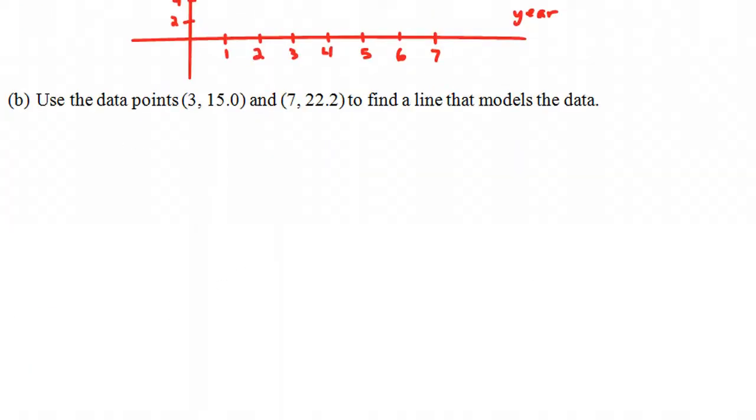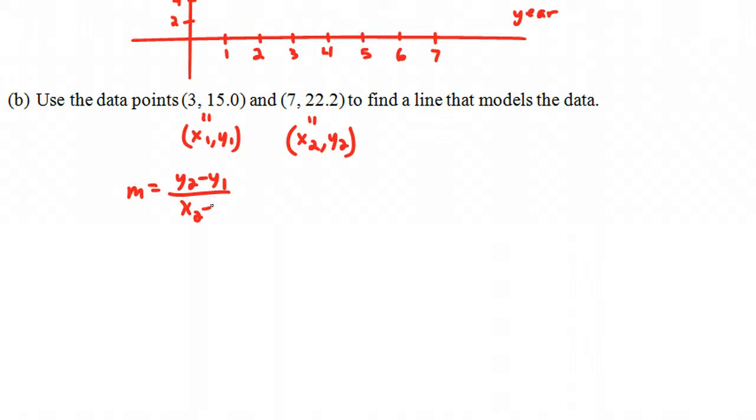Once we know those 2 things, we can find the equation of the line. So what is the slope of the line that goes through the points (3, 15) and (7, 22.2)? Let's call the first point (x1, y1), and the second point (x2, y2). Then the slope would be y2 minus y1 over x2 minus x1. That would be 22.2 minus 15 divided by 7 minus 3, so 7.2 divided by 4, and that is 1.8. If you use a calculator, you see it's 1.8.